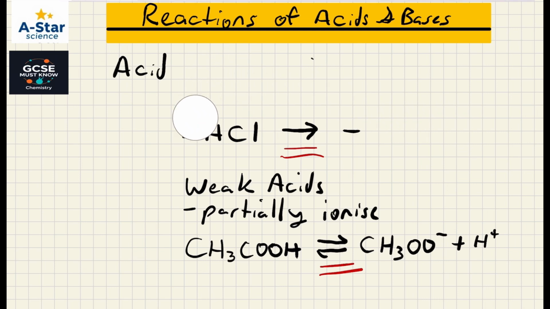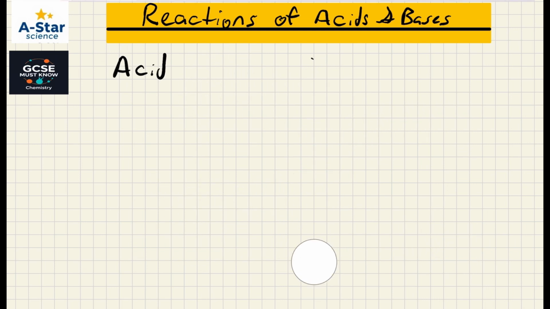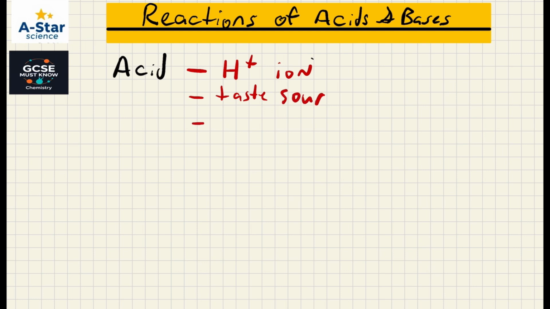So all acids, for the purpose of GCSE, contain the H plus ion. And that's how we know that acids generally tend to taste sour, and they'll have a pH which is less than 7.